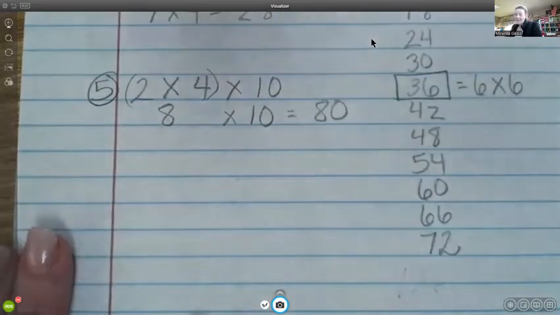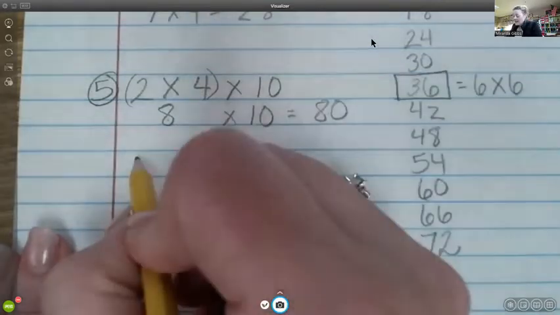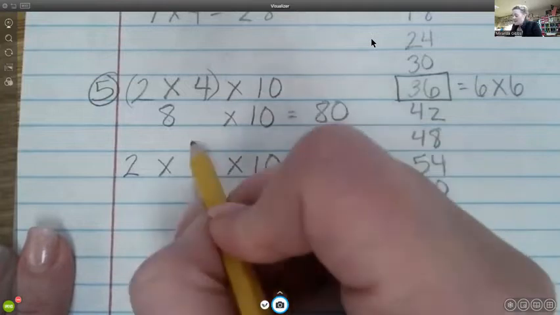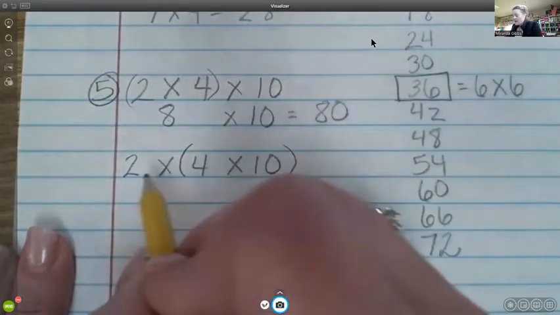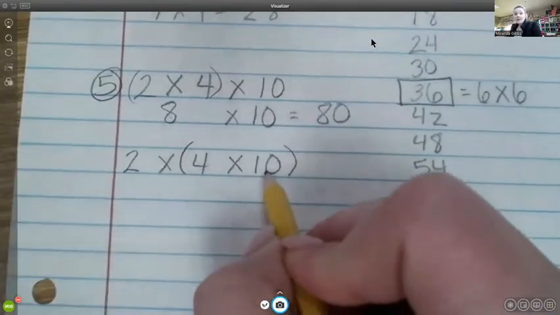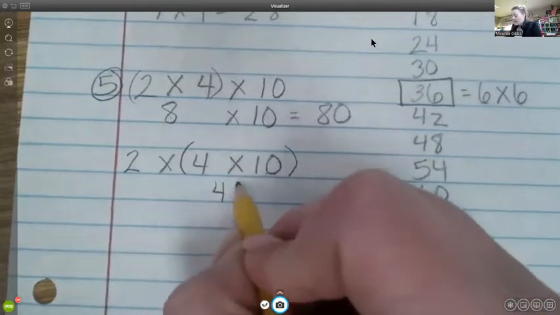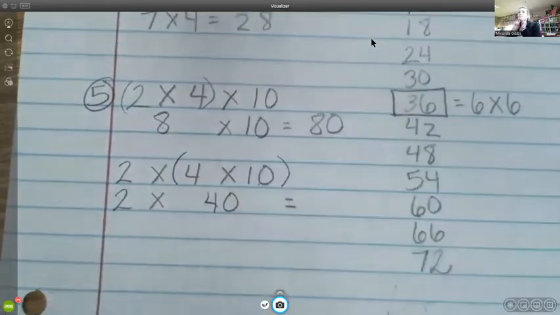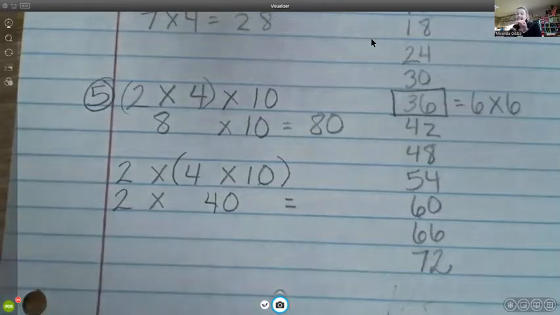That was pretty easy. What if we did 2 times 4 times 10, and we multiplied 4 times 10? 4 times 10, do parentheses first. 4 times 10 is 40. So 2 times 40 is, double facts. 2 times 4 is 8. So 2 times 4 is 8. Then 2 times 4 tens is 8 tens. So our answer is still 80.